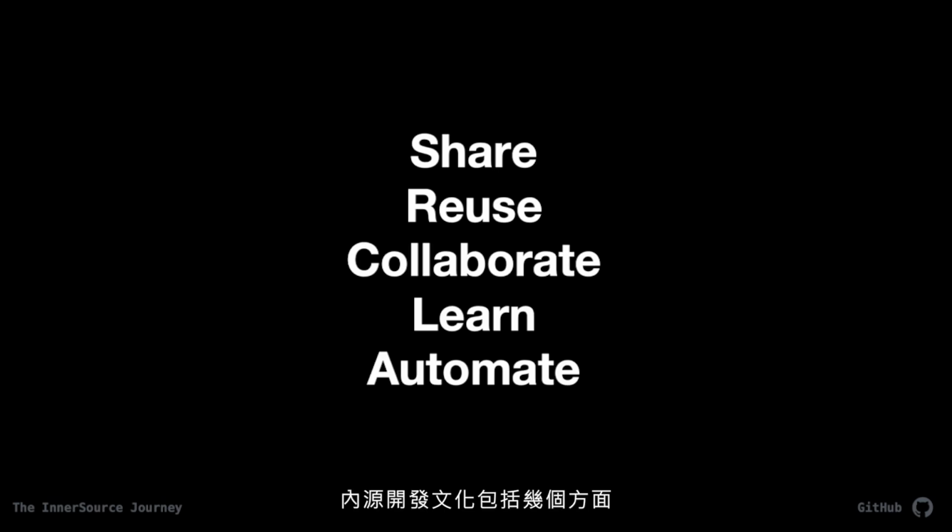And here's some of the things that should be a part of this culture. Culturally, you should want to share, reuse, collaborate, learn, and automate. These should be all parts of how you think about building software. They should be kind of core to the way that you build, core to the way that you work, and ingrained in the minds of everybody in your team.